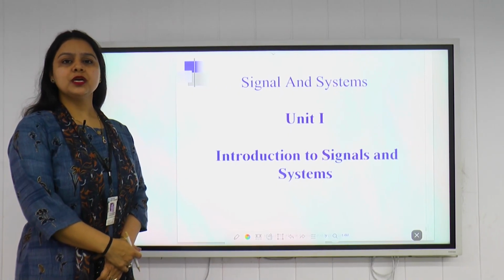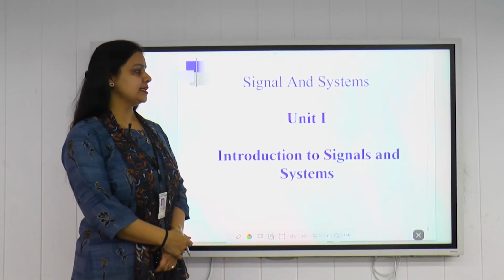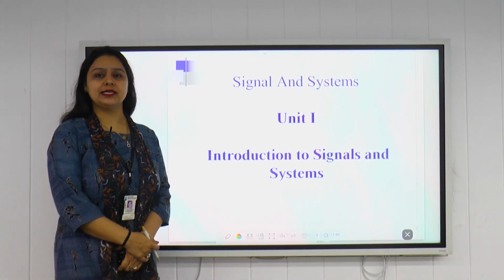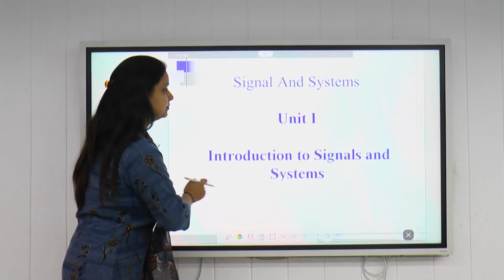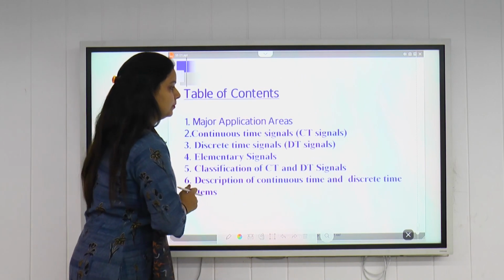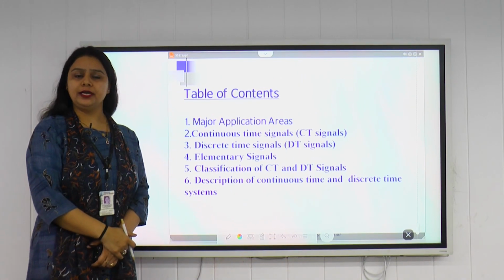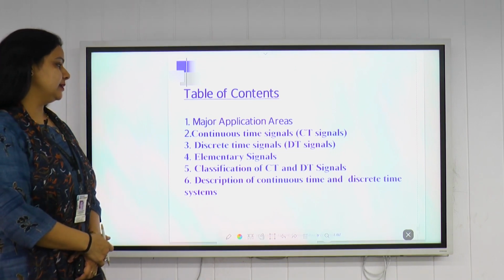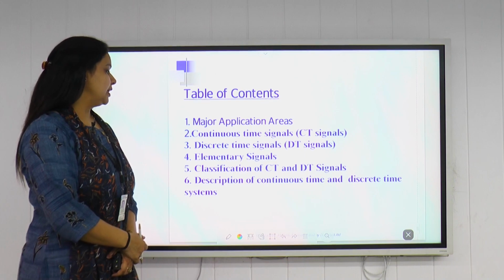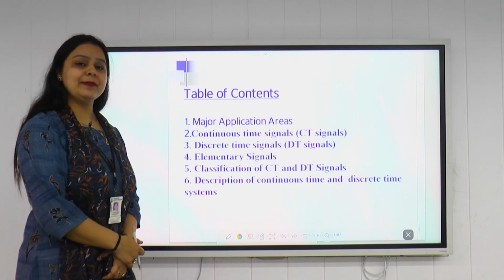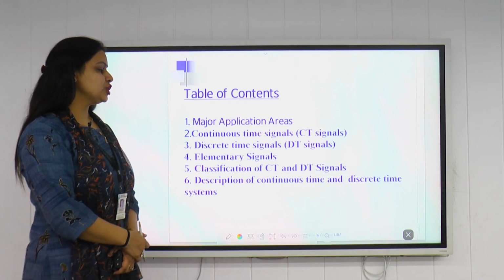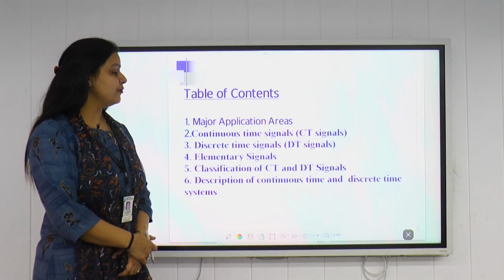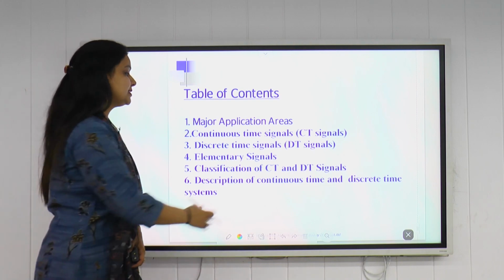Hello everyone. Today we will start with the signaling system unit 1, and the concept of this is introduction to signaling system. This is the table of contents. First one is the major application areas. Continuous time signal, CT signal, this is known as. Then we have the discrete time signals, elementary signal detail, classification of continuous time signals and discrete time signals, and then description of continuous time and discrete time systems.